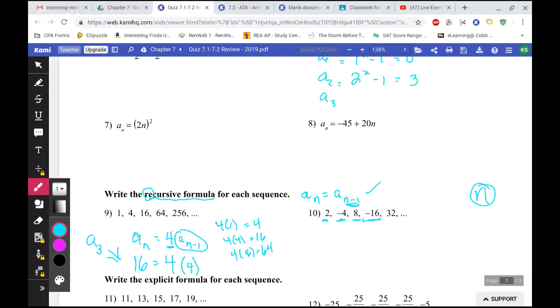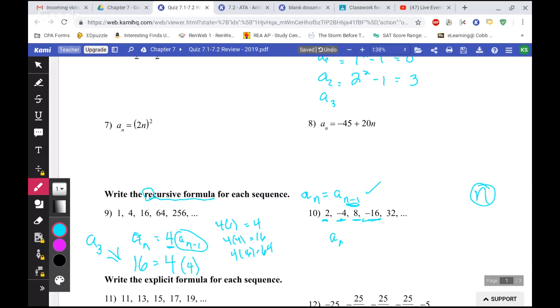How does 2 relate to -4? And can you hear me okay? Yes, ma'am, I can. Okay. And how does -4 relate to 8? And how does 8 relate to -16? Can you see a pattern going on? It's multiplying by negative 2. Yes, all negative 2. Good job.